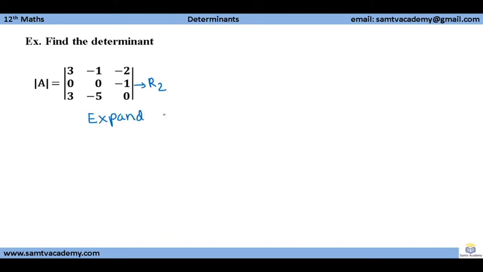Expand along R2 as it has 2 zeros. For the first step I will write all the elements, because it is the first time I am solving and you have to understand better. So first we will see the location of these elements. This location is A21, this is A22, and this is A23. Second row first column, second row second column, and second row third column.